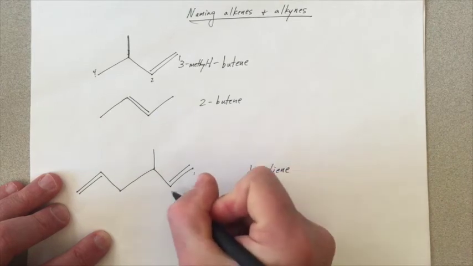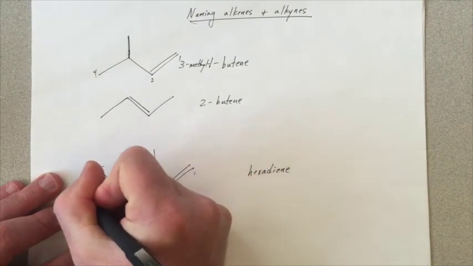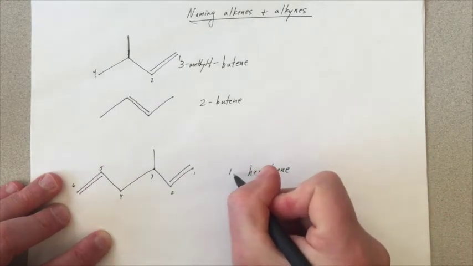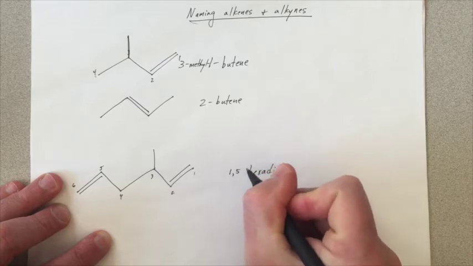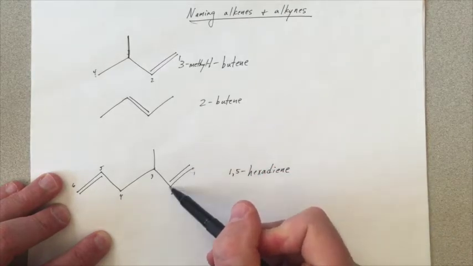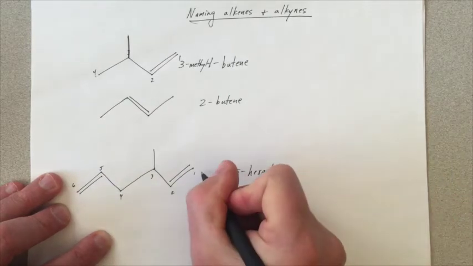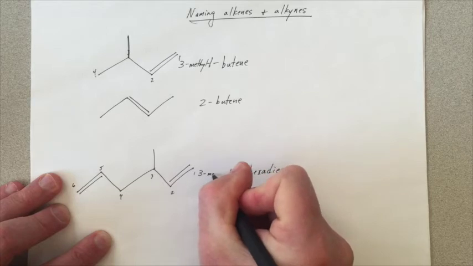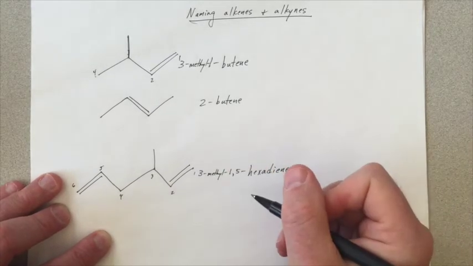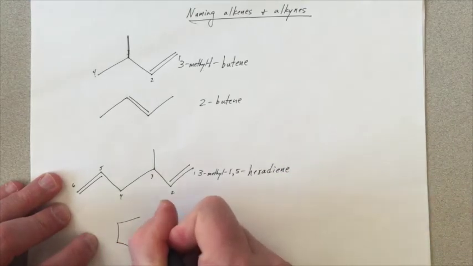Okay, so we'll number 1, 2, 3, 4, 5, 6. This is a 1,5-hexadiene. This double bond starts at 1, goes to 2. This one starts at 5, goes to 6. And we have a 3-methyl.